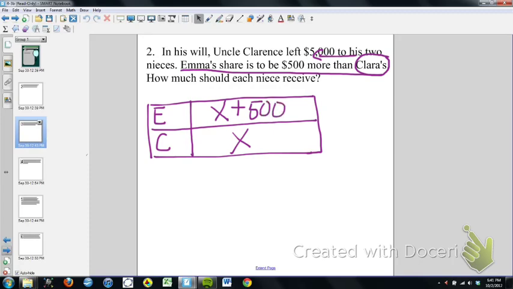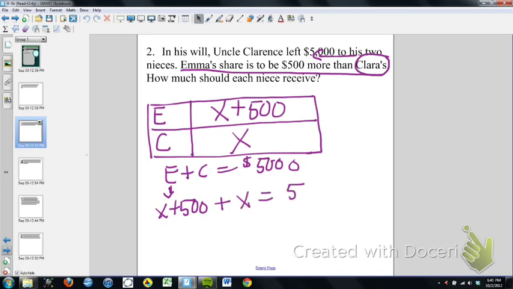Now, if Uncle Clarence left a total of $5,000, that means if I add Emma's portion and Clara's portion together, I should get $5,000. What's the expression that stands in for Emma's? That would be x plus 500. And the expression that stands in for Clara's is x. Altogether, that should be $5,000. So I have my equation here. I'm going to start combining terms: 2x plus 500 is equal to 5,000.